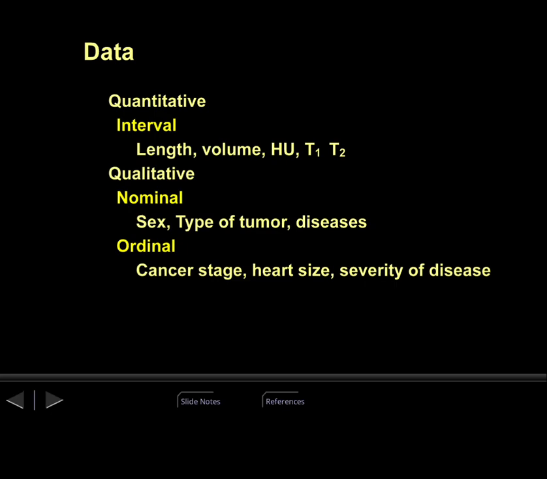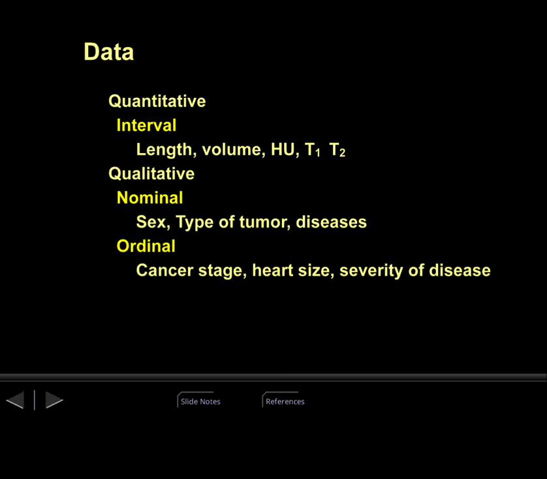Analysis begins with data. There are 3 types. Interval data is quantitative and can be measured on a well-known scale. Nominal and ordinal data are qualitative. Nominal is a named category, like type of cancer.